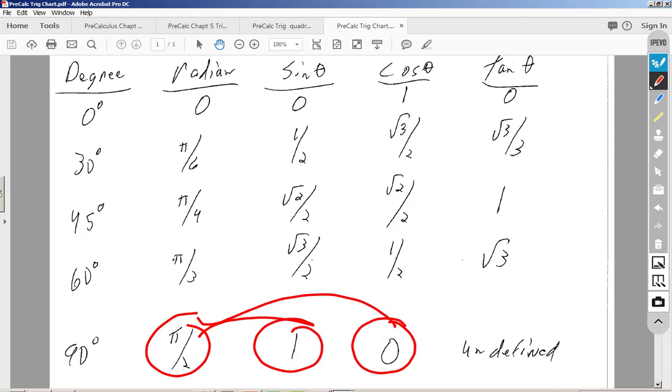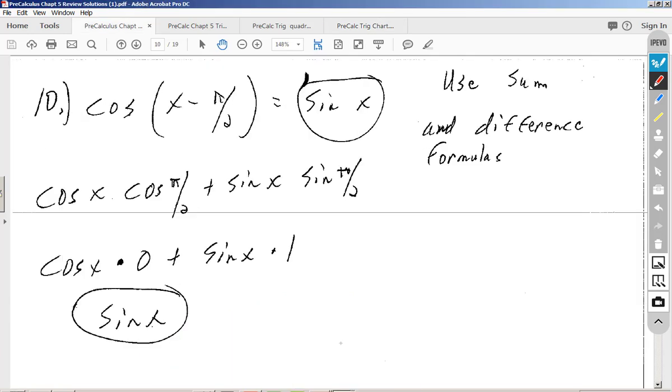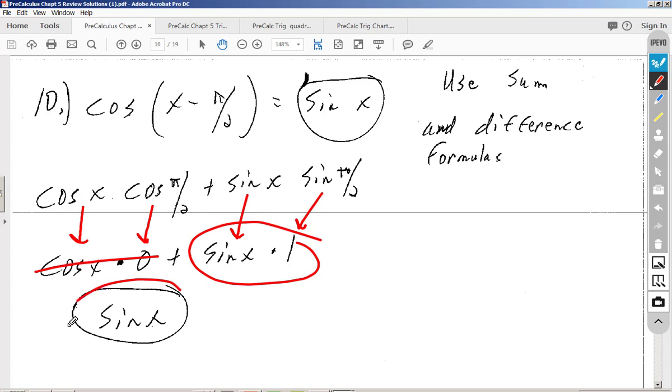We're going to go ahead and substitute those in, and then simplify down our equation. So notice that this stayed the same, this became 0, this stayed the sine of x, and this becomes 1. So 0 times this crosses out. Sine of x times 1 is just going to give us the sine of x.